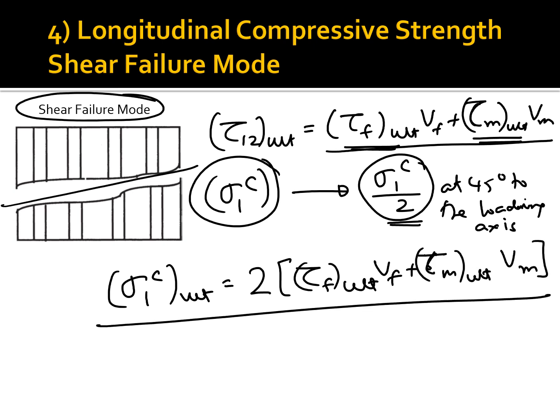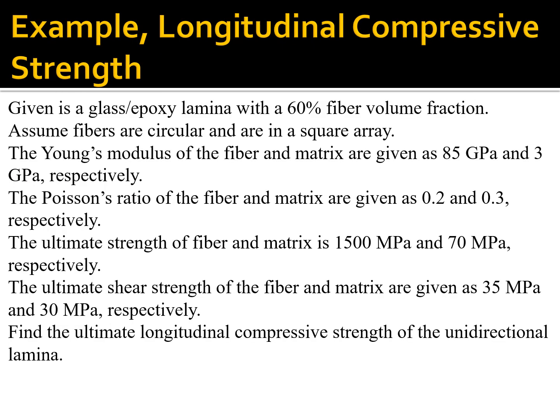So we have basically found 4 compressive strength formulas based on the 4 failure modes. In order to find the ultimate longitudinal compressive strength, we're going to take the minimum of all these 4 numbers. And that would be the longitudinal compressive strength of the lamina. Let's look at an example to find the longitudinal compressive strength of a unidirectional lamina.